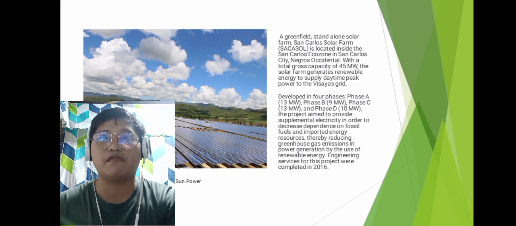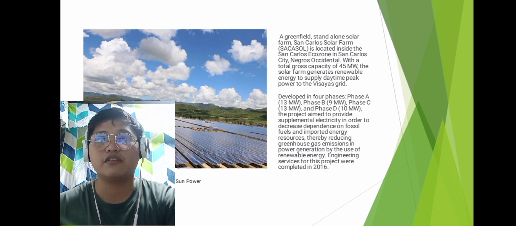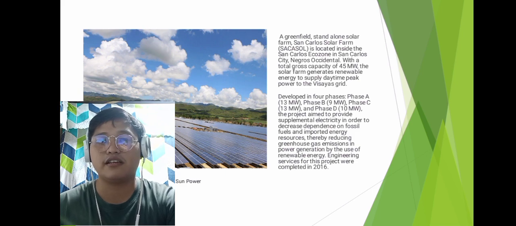The project aimed to provide supplemental electricity in order to decrease dependence on fossil fuels and imported energy resources, thereby reducing greenhouse gas emissions and power generation by the use of renewable energy. Engineering services for this project were completed in 2016.